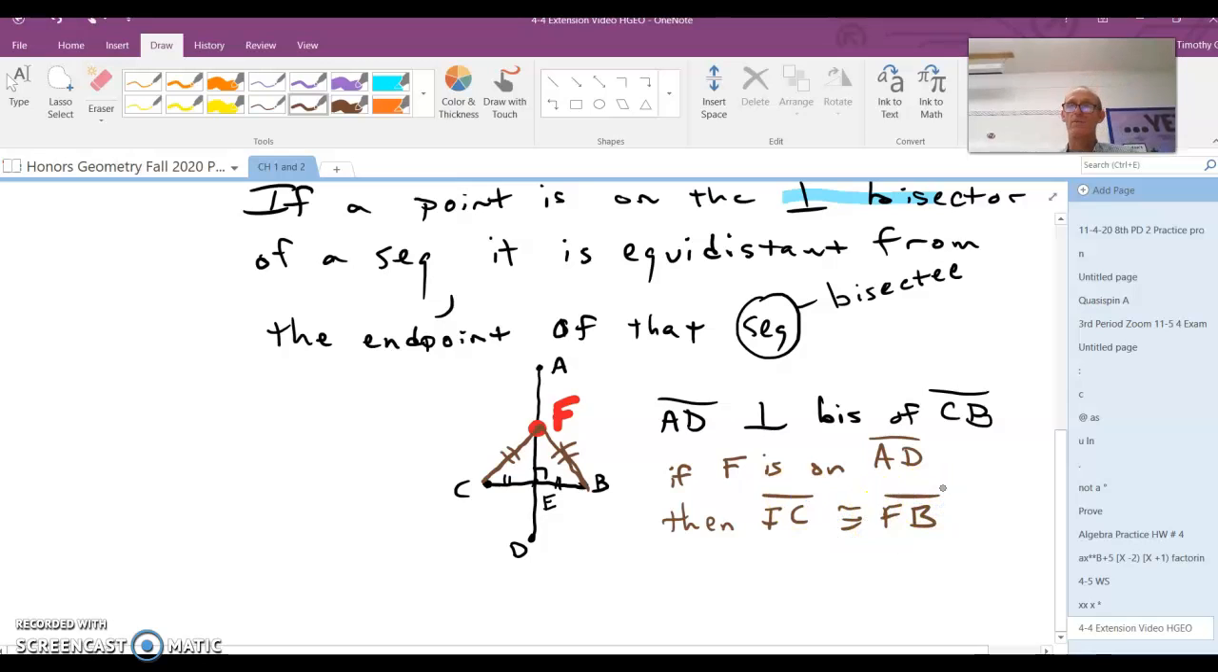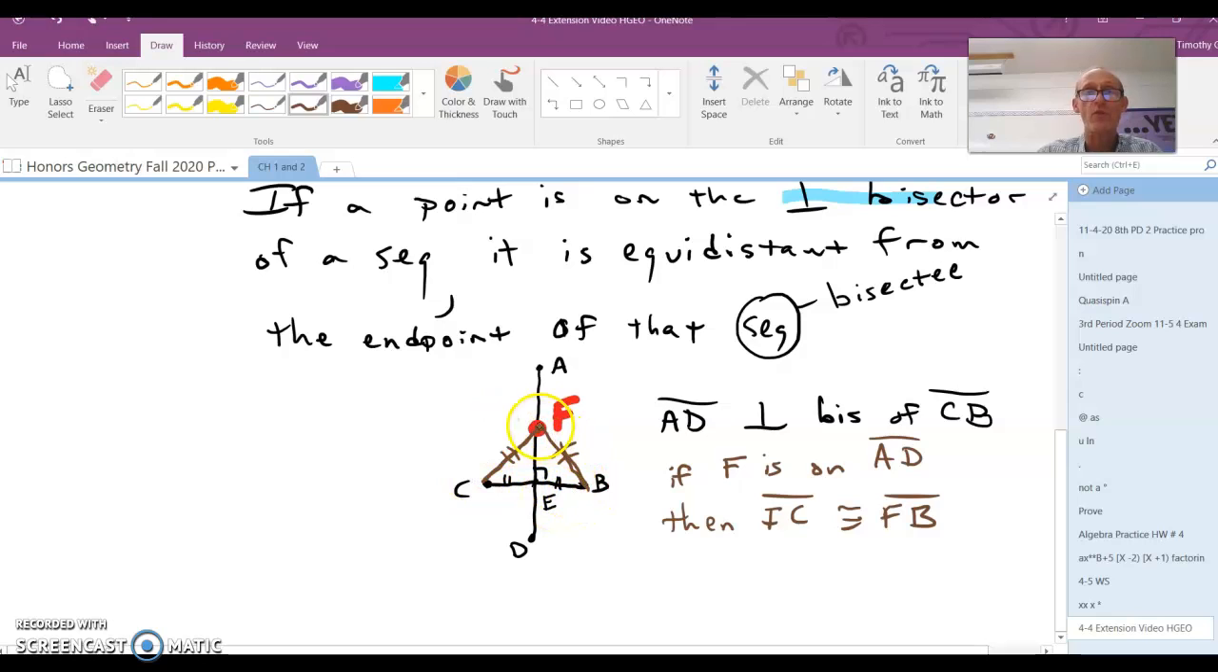That's not the angle bisector. The angle bisector is the next theorem. This is the perpendicular bisector theorem. And the perpendicular bisector theorem says if a point is on the perpendicular bisector, it's equidistant from the endpoints of the segment.